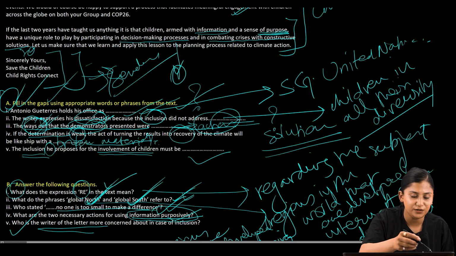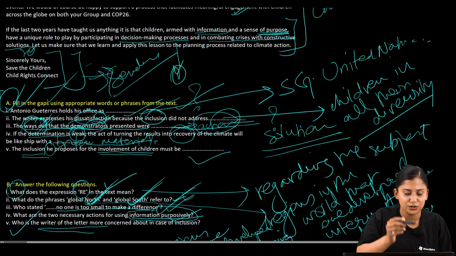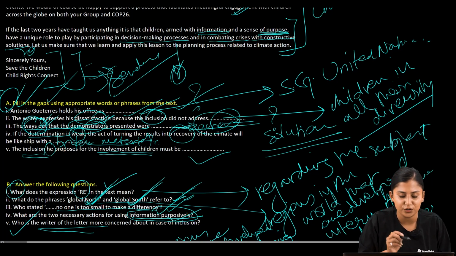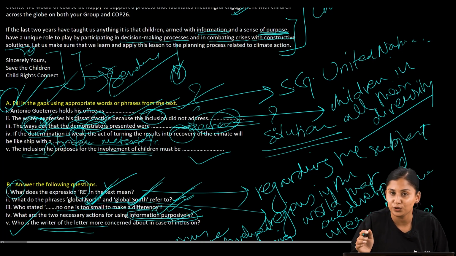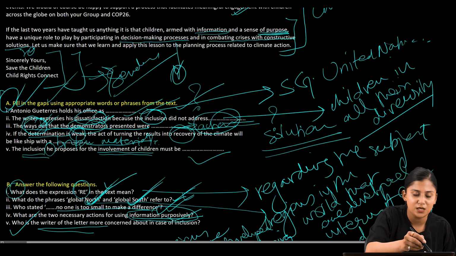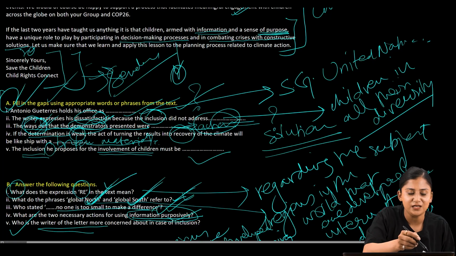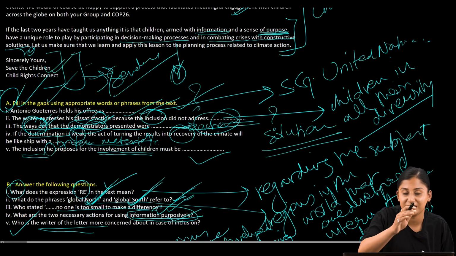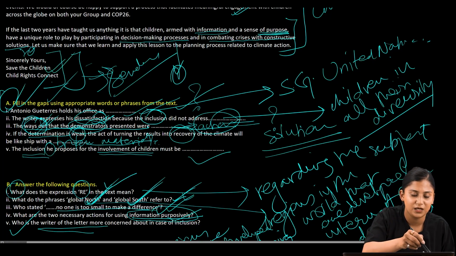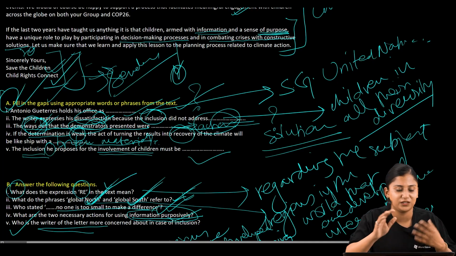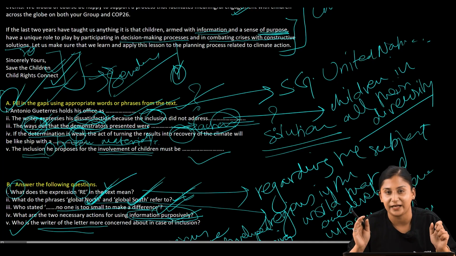So, "Sincerely yours, Save the Children, Child Rights Connect." So the writer of the letter who is more concerned about inclusion is someone associated with the organization Save the Children, and he or she is associated with the idea of Child Rights Connect.